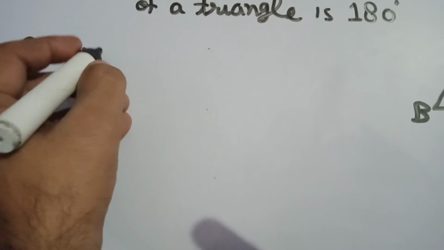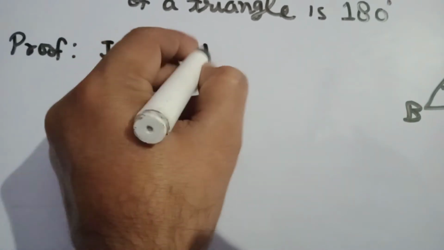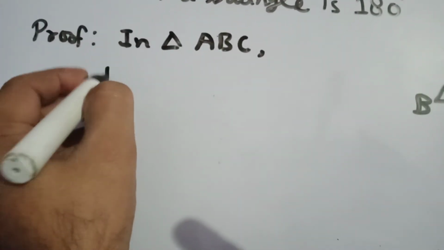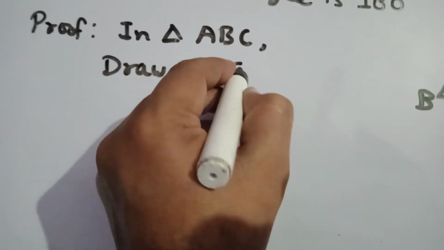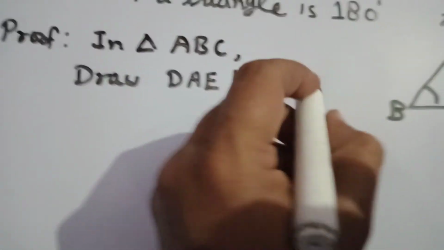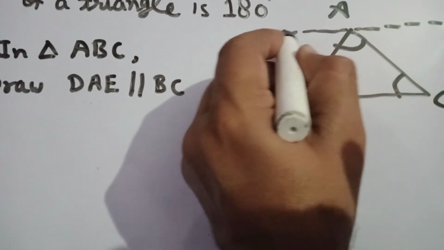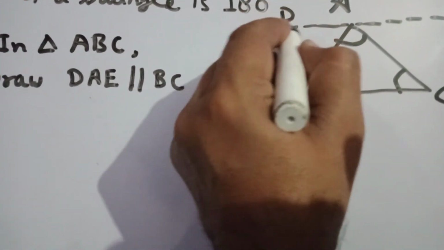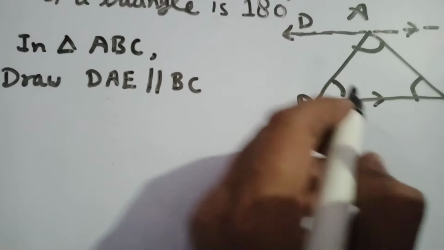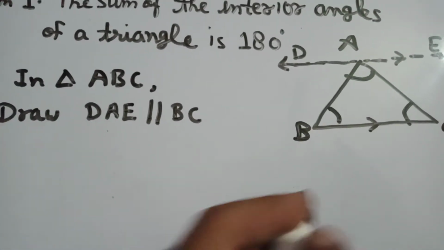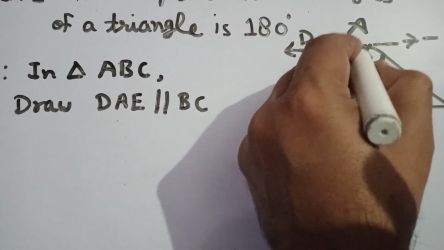Since, in triangle ABC, draw DAE parallel to BC. In this triangle, you have to construct DAE parallel to BC. Mark the angles 1, 2, 3, 4 and 5.